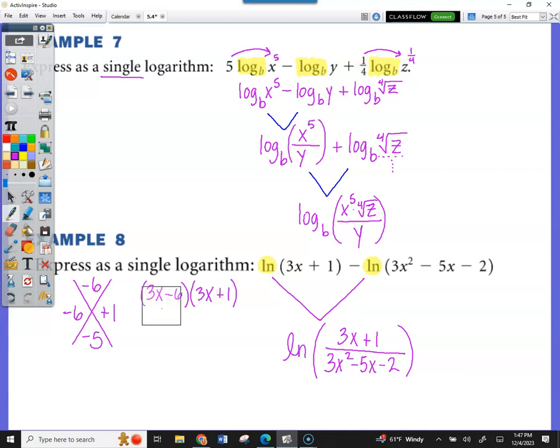Y'all, I'm done. I'm so done. I'm like, this one will reduce to what? I don't even know. Stay with me, please.